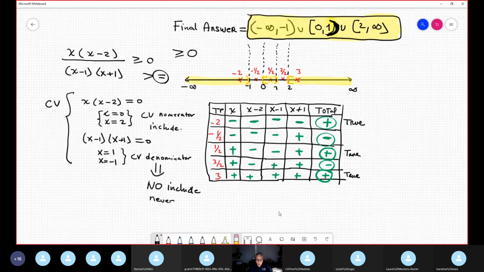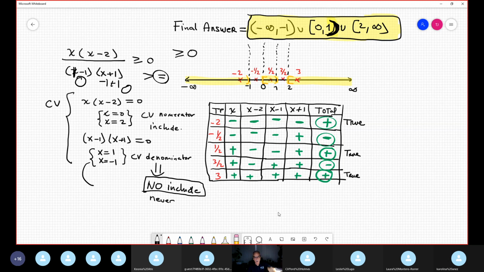Because one and negative one both are zeros of the denominator, and the zero of the denominator we never include inside the solution. Why not? Because you know what happened. What happened when you put one here? 1 minus 1 is 0. 0 divided by 0 is undefined. Illegal, right? And negative 1 is exactly the same. Negative 1 plus 1 is 0. Okay, the 0 of the denominator we never include inside the solution because we are outside the domain. More clear now, Holmes?